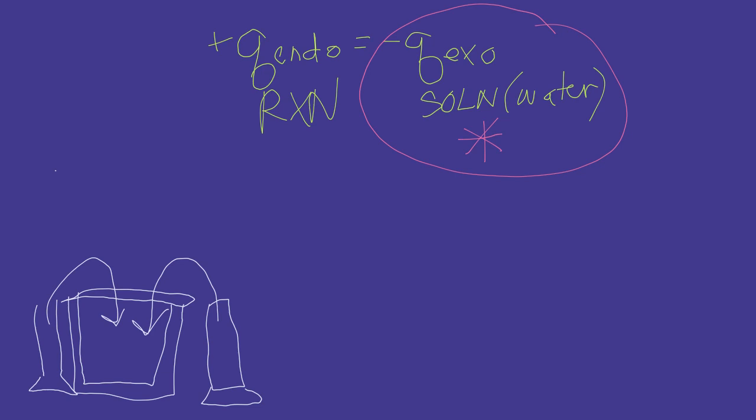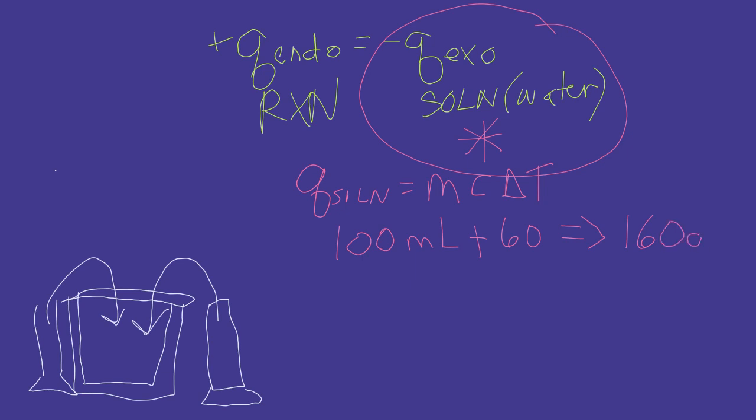In order to do that, we say Q for solution equals MC delta T. In terms of mass, we need to get the total mass of all the solution. This tells us that we have 100 milliliters, I'm not doing the whole MCAT, I'm just finding the mass right now, plus 60 milliliters. Since these are mostly water, we can assume the density is 1. So 160 milliliters translates into 160 grams. That gives us our mass.